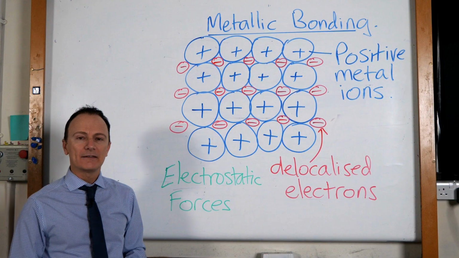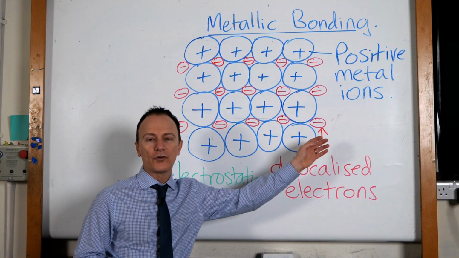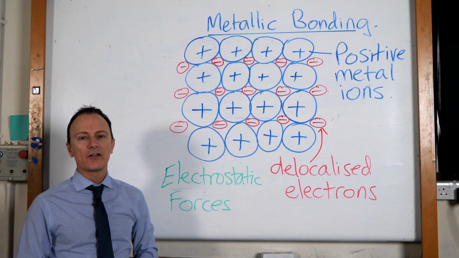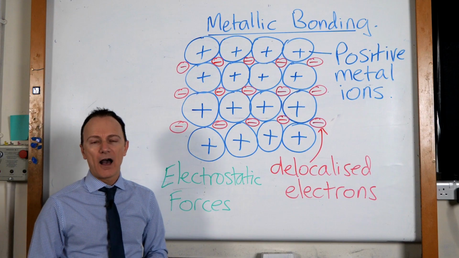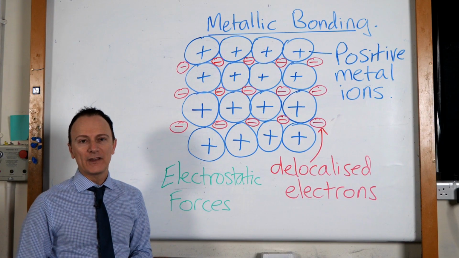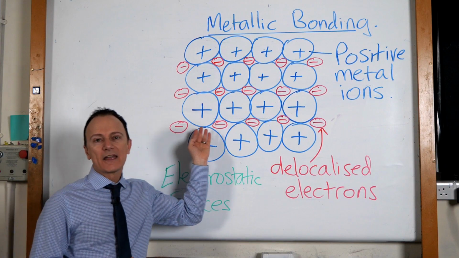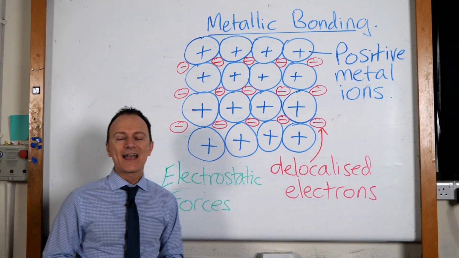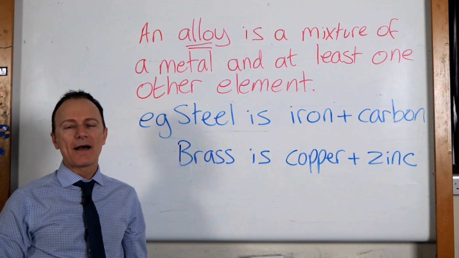So in a circuit, the delocalized electrons are able to flow through the whole structure and carry the electric charge with them. If we heated up one end of a metal, the other end would get hot because it's conducting thermal energy, and that's because these delocalized electrons once again can move through the whole structure and carry the thermal energy with them. I'm now going to talk about alloys.